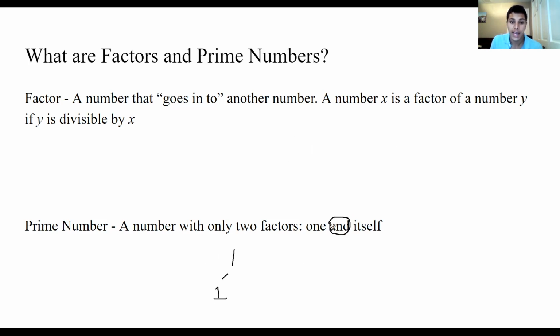and signifies that it has two factors total. The only factors can be one and itself, and there has to be two of them. But since one only has one factor, it's not considered a prime number.